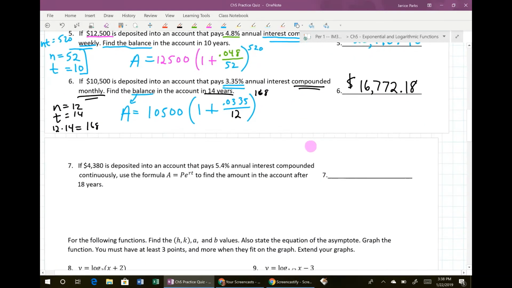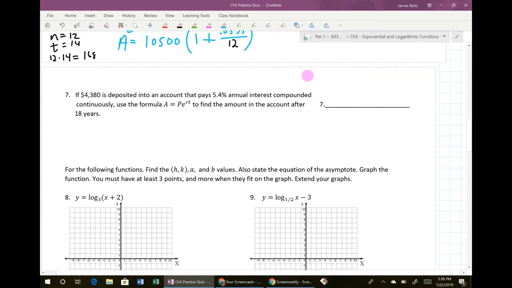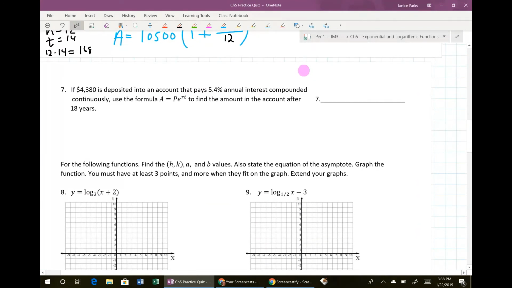Okay, continuing on the Chapter 5 practice quiz on the second page. For number 7, the interest is compounded continuously. And when the interest is compounded continuously, there's a different formula. That formula is A is equal to the principal times E, the value E, to the RT power. So again, they want us to find the amount in the account. So that's the balance. So we're finding A.